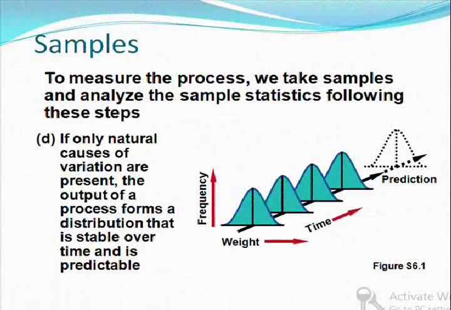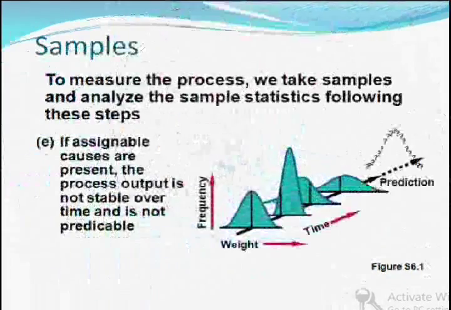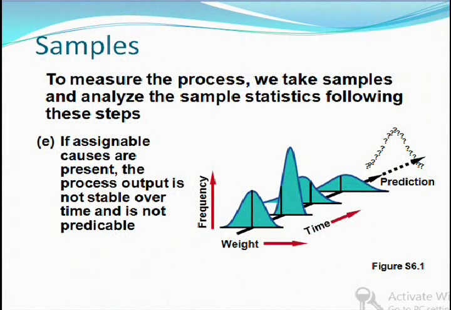Letter D. If only natural causes of variation are present, the output of a process forms a distribution that is stable over time and predictable. We all know that natural causes are a type of cause that produces a stable and repeatable distribution over time. Letter E. If assignable causes are present, the process output is not stable over time and is not predictable.